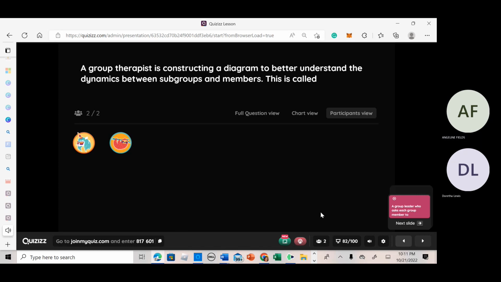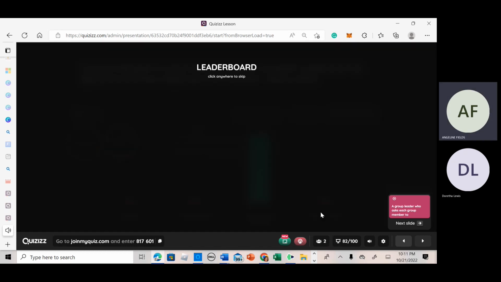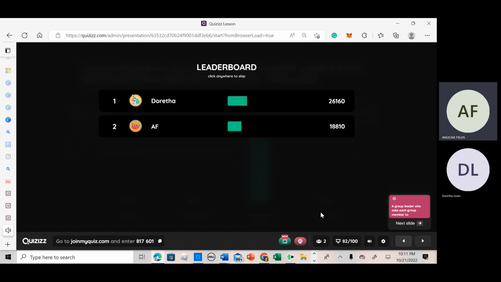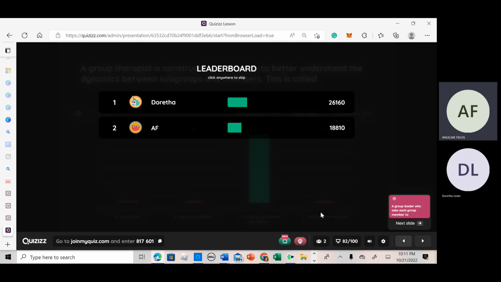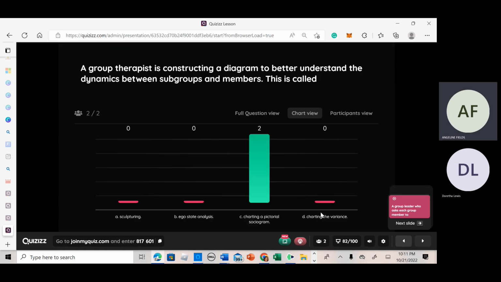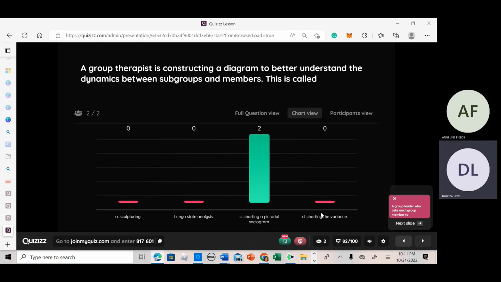A group therapist uses a diagram to better understand the dynamics between subgroups and members. This is called charting a pictorial sociogram. It's a study of measuring person-to-person relationships regarding what members in a group think or feel, known as sociometry. So in essence, sociometry is a quantitative study of relationship concerns in a group, credited to Moreno and Jennings, that graphically displays the group members' affiliations and interactions. Yep. That's question number 82.